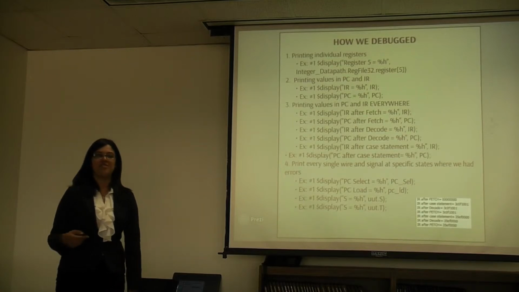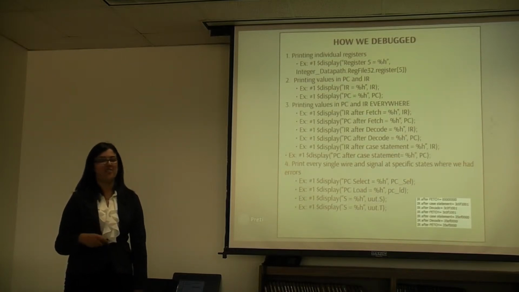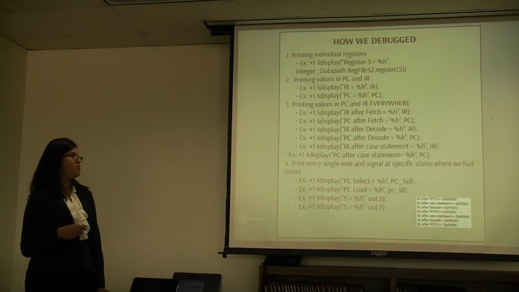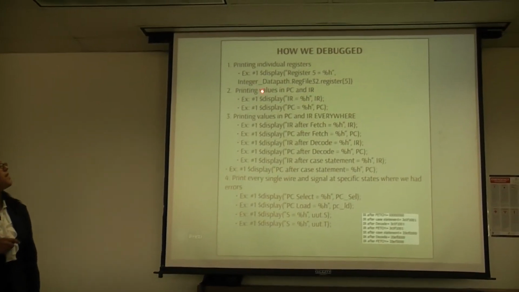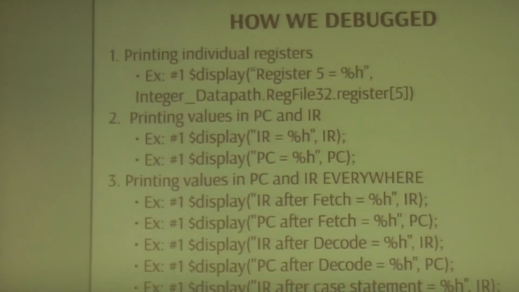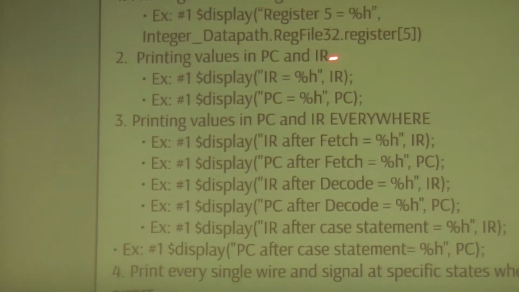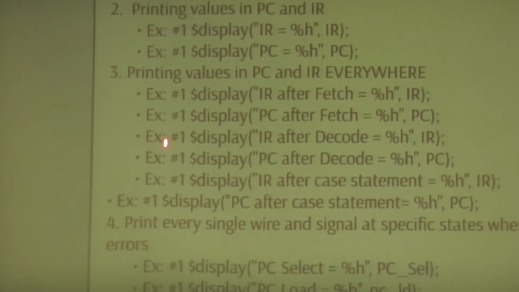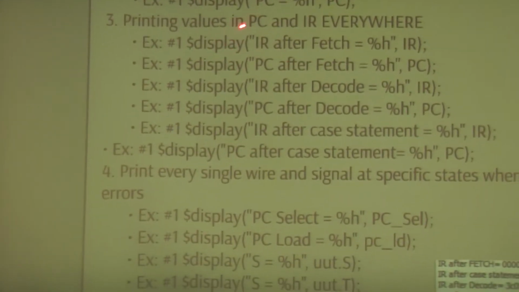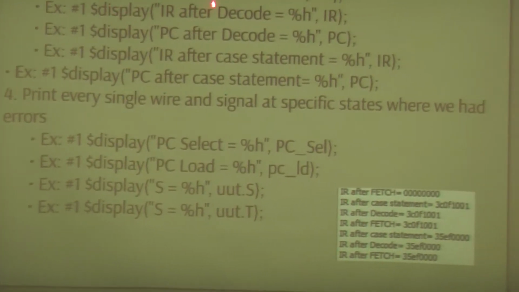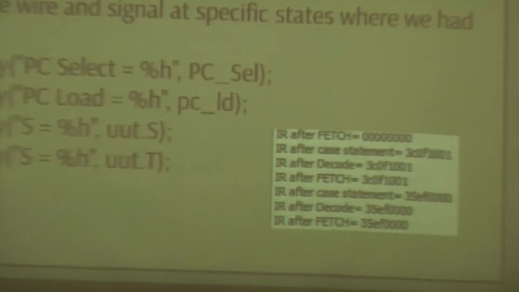Thanks to our professor, we learned a lot of debugging methods. First we started off by displaying specific registers. In this example, we used $display to display register 5. Then we started printing out the values of our program counter and our instruction register at specific states. Then after that, we started outputting our program counter and instruction register everywhere, after the fetch, decode, even after the case statement, just so I could see where the problem was going.